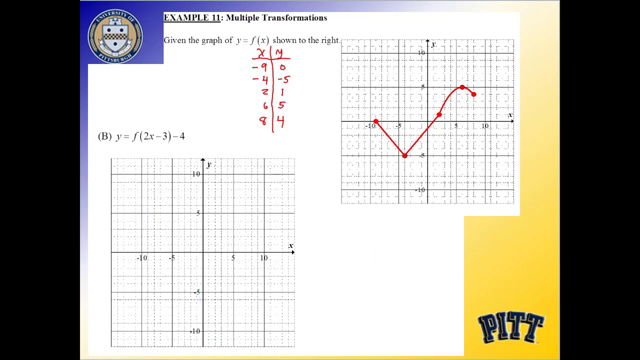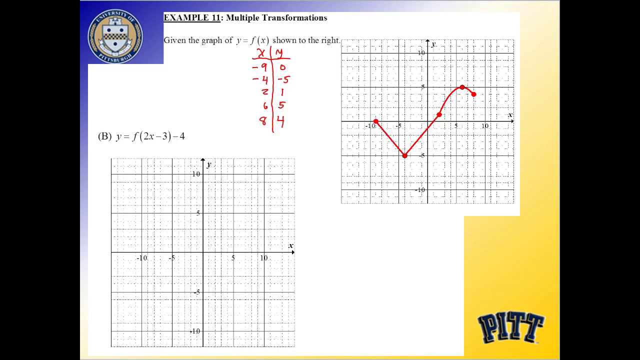Again, from the same parent function, starting with the same points, I have f of 2x minus 3 minus 4. I see two horizontal transformations. I see the multiplication of 2. I see a subtraction of 3. I also see the subtraction of 4 as a vertical transformation. Since I have two horizontal transformations, again, I have to make sure that I'm doing the opposite operation and I'm also following the order of operations in reverse.